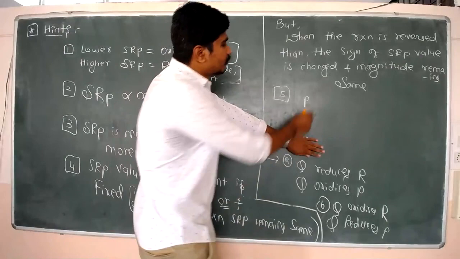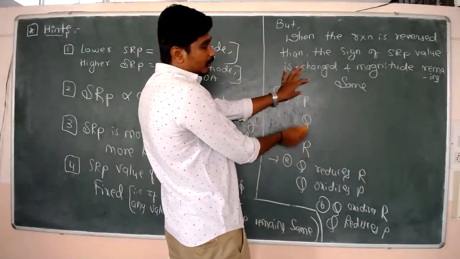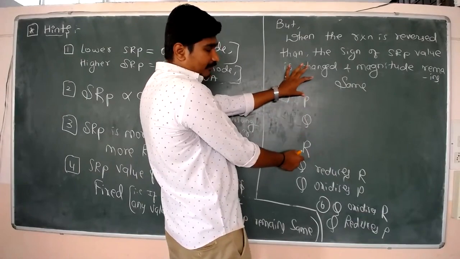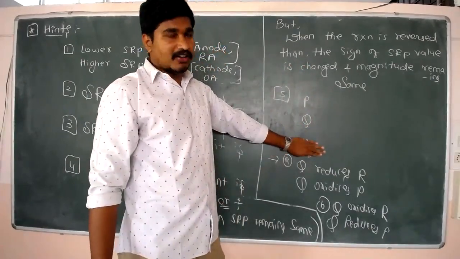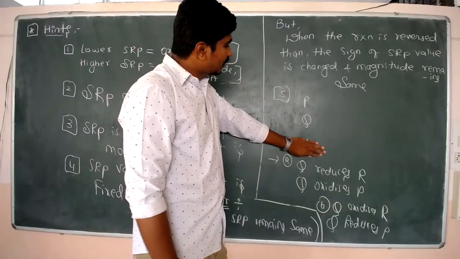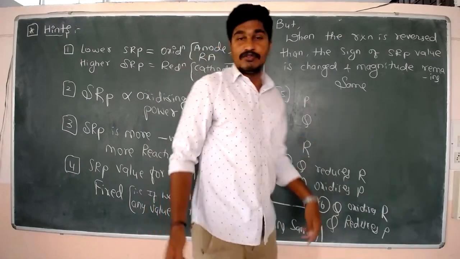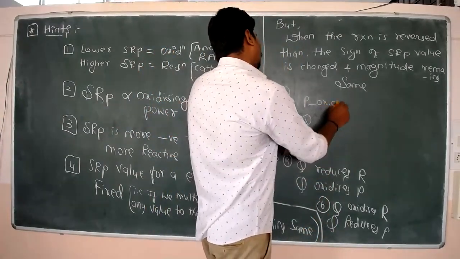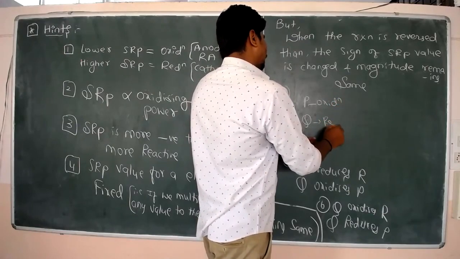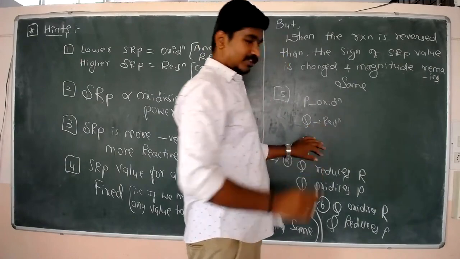Just think that only these 2 elements are there, in increasing order, from lower SRP value to the higher SRP value. P is having lower SRP value. R is having higher SRP value. Lower SRP value means it undergoes oxidation. So in these elements, P undergoes oxidation, Q undergoes reduction, because this one is having higher SRP, therefore it is undergoing reduction.